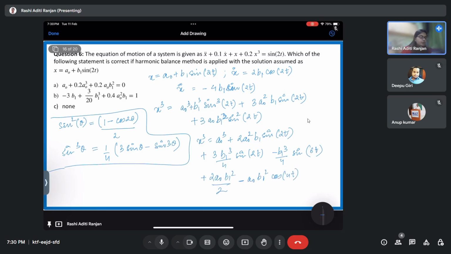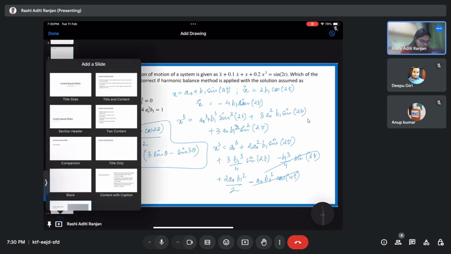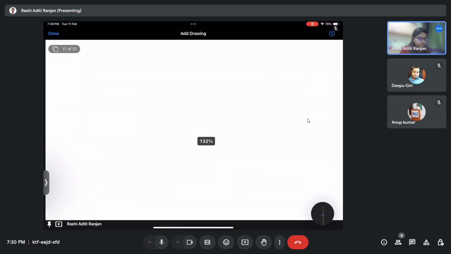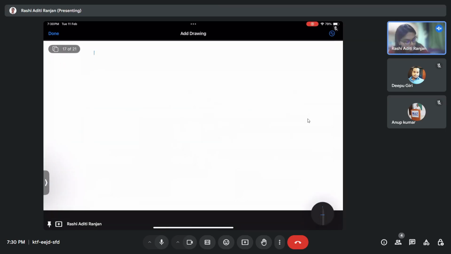Yeah. So what will we do? Neglect the higher order terms. We will neglect the higher order terms and then we will put it in the main equation. Putting the given differential equation, we will get minus 4b1 sine of 2t. We have 0.1 x dot. Yeah, so we will get plus 0.2 b1 cos 2t.